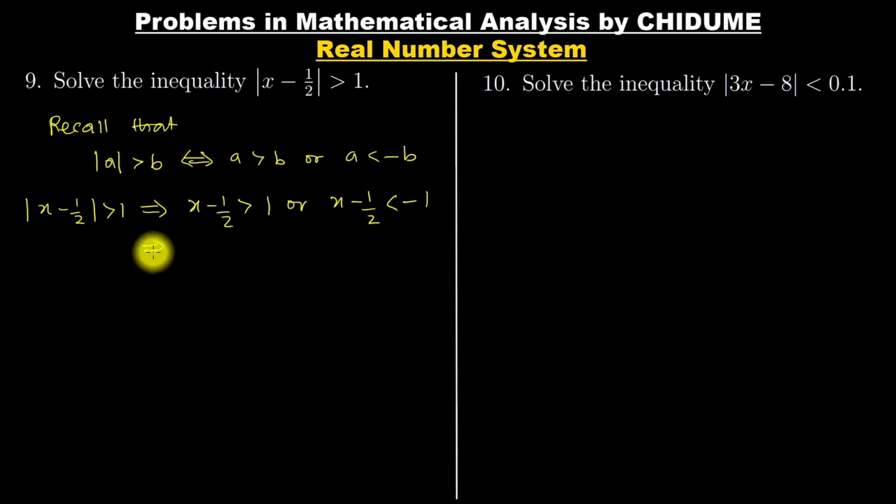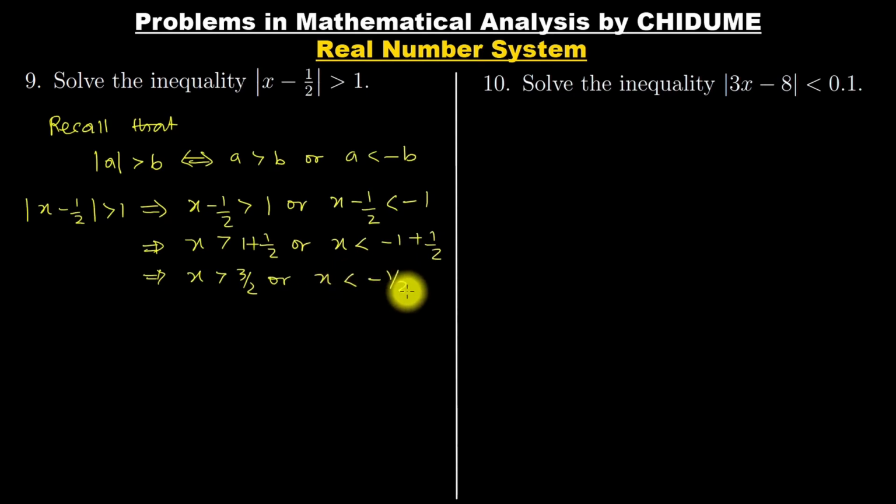If I solve this independently, I'm going to have x greater than 1 plus 1 over 2, or x less than negative 1 plus 1 over 2. So which implies that x is greater than 3 over 2, or x is less than negative 1 over 2.